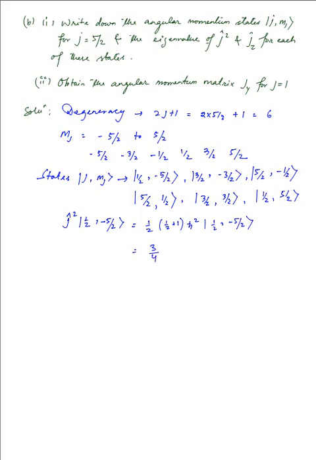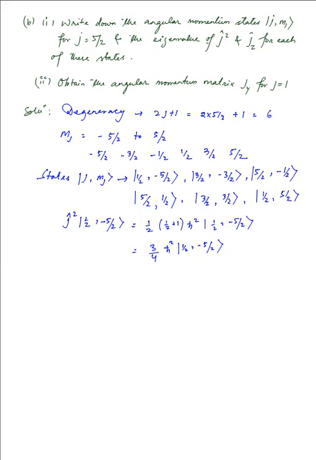So here it is 3 over 4, because that's 3 over 2 multiplied by half, so 3 over 4 h bar squared, half minus 5 over 2. Similarly, we can obtain them for the other states. I hope that you can obtain that.